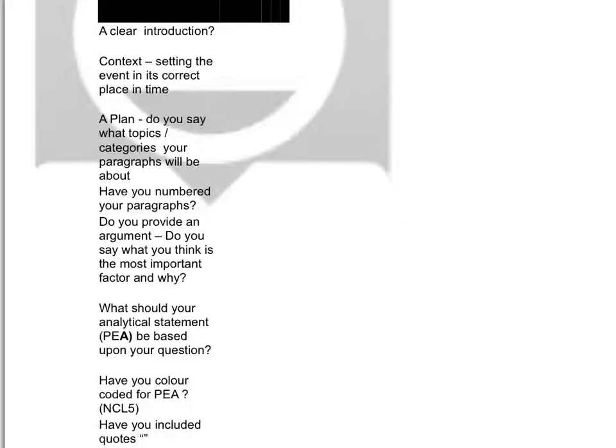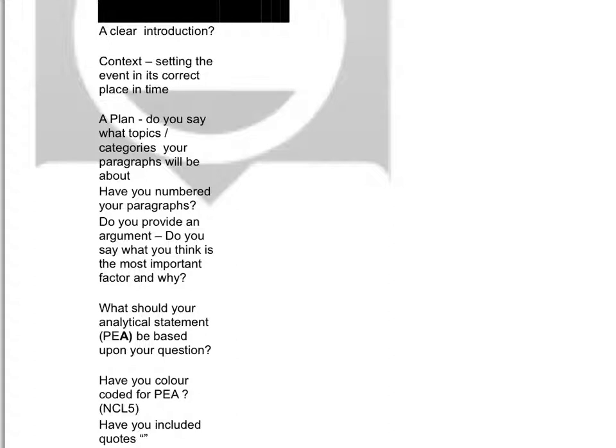Then we'd like the paragraphs to be numbered. The point of putting the paragraphs together with numbers means that our feedback can direct the student to the correct paragraph more quickly. Thirdly, do you provide an argument in your introduction?